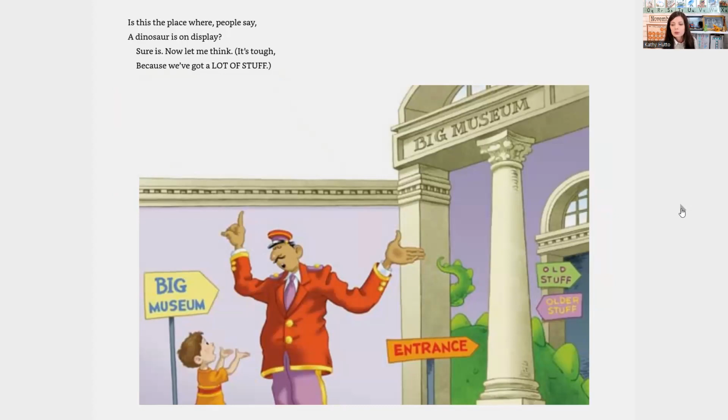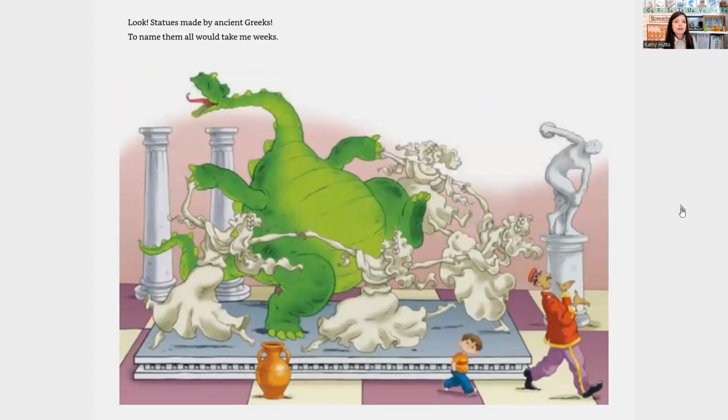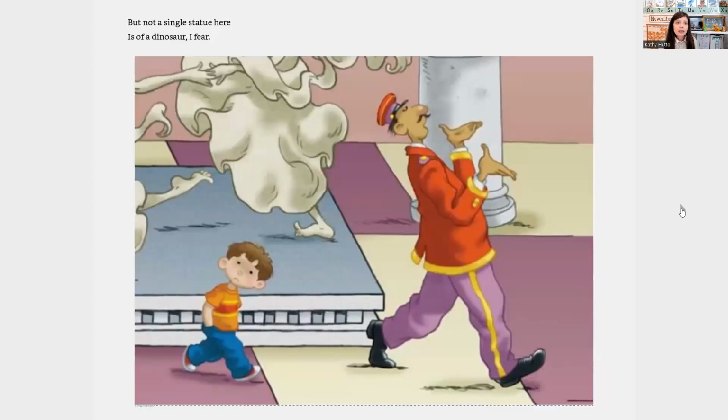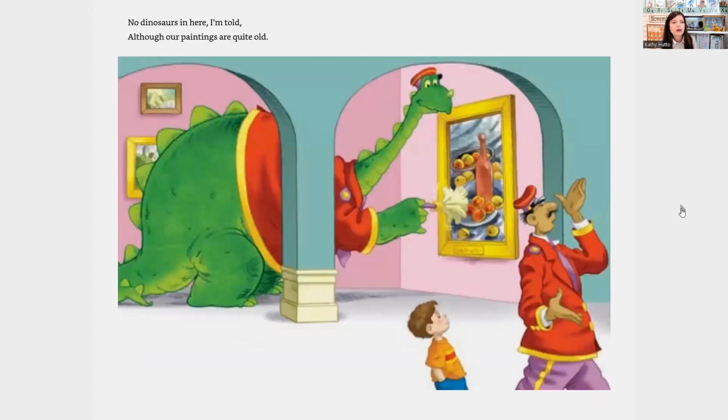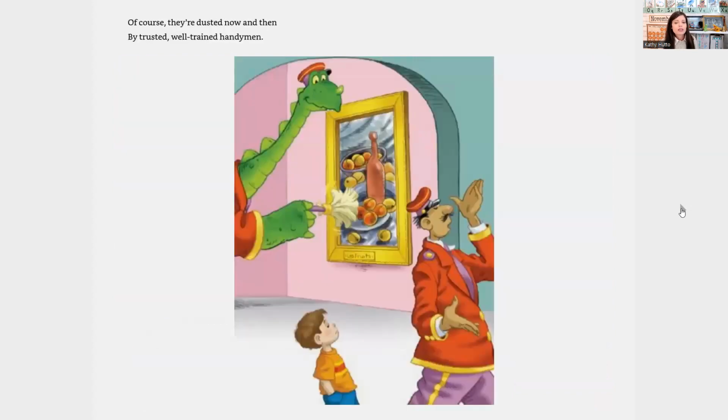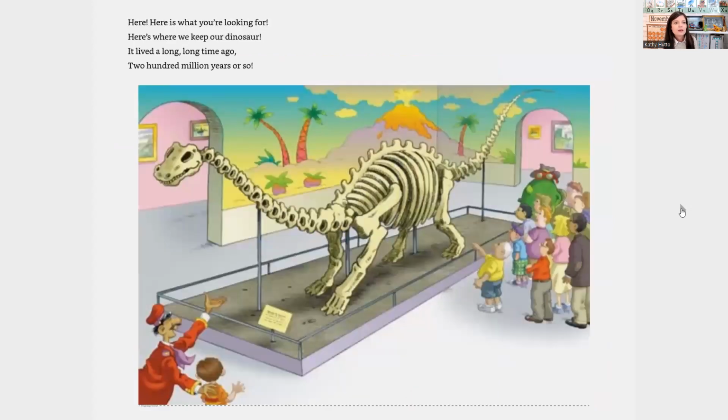It's tough because we've got a lot of stuff. Look, statues made by ancient Greeks. To name them all would take me weeks. But not a single statue here is of a dinosaur, I fear. These paintings are all very rare. No photos, please. Stay back. Take care. No dinosaurs in here, I'm told, although our paintings are quite old. Of course, they're dusted now and then by trusted, well-trained handymen.